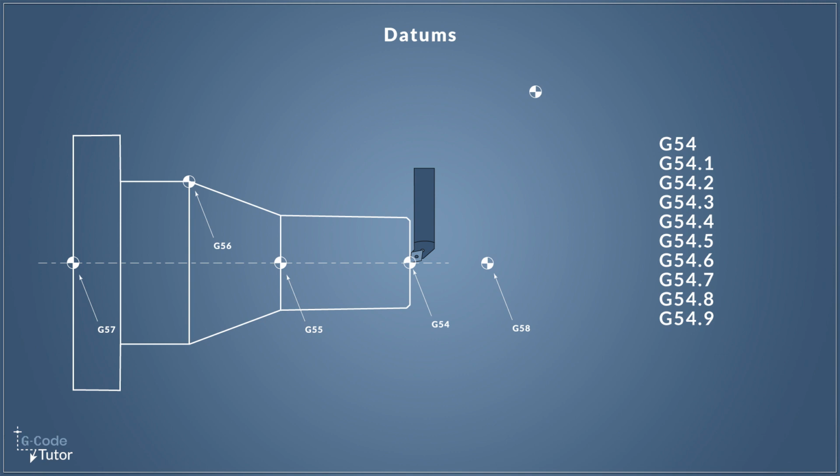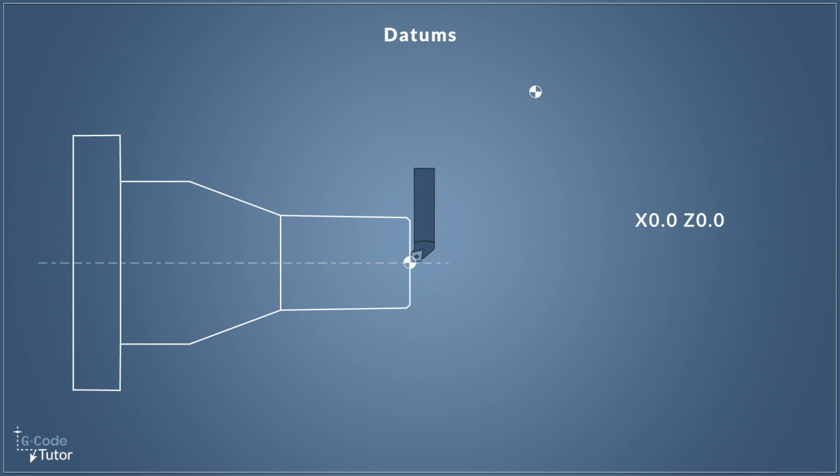are all extra datums we can add, and this goes right down to G54.9, and we can do the same again for G55, G56, G57, G58, and G59. So now we have 60 datum shifts available to us, normally a lot more than we would ever need. So how do we set these datums?